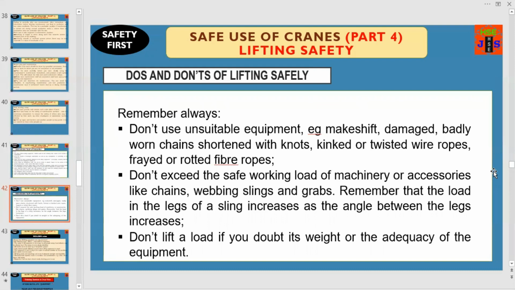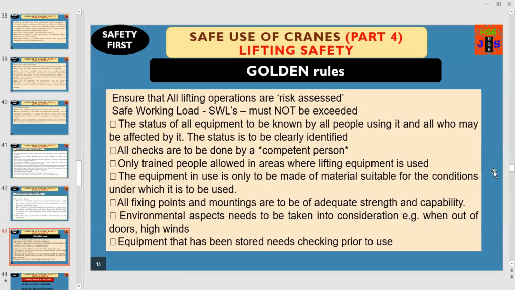Don't exceed the safe working load of machinery or accessories like chains, webbing slings, and grabs. Remember, the load in the legs of a sling increases as the angle between the legs increases. And don't lift a load if you doubt its weight or the adequacy of the equipment. And lastly, some golden rules related to safe lifting operation.